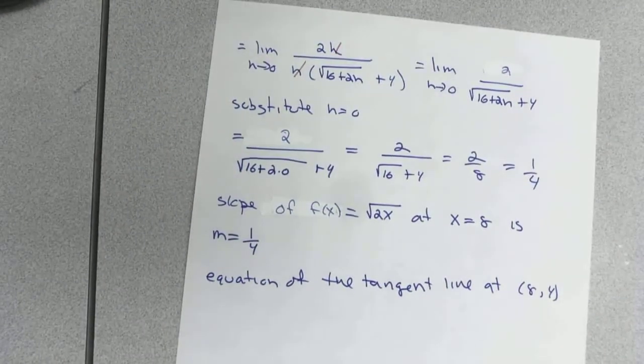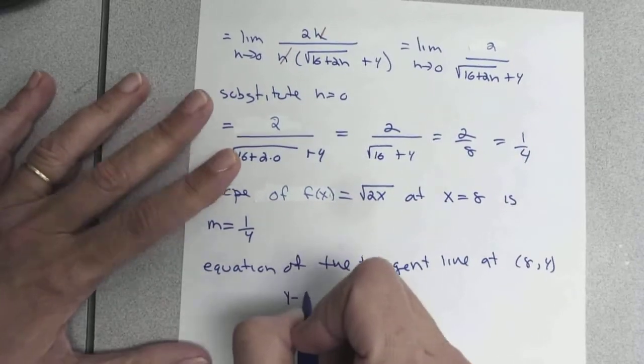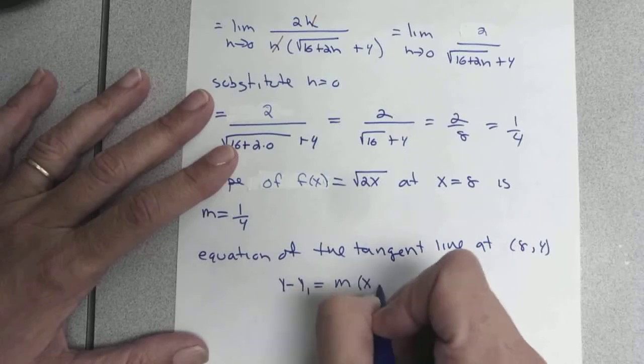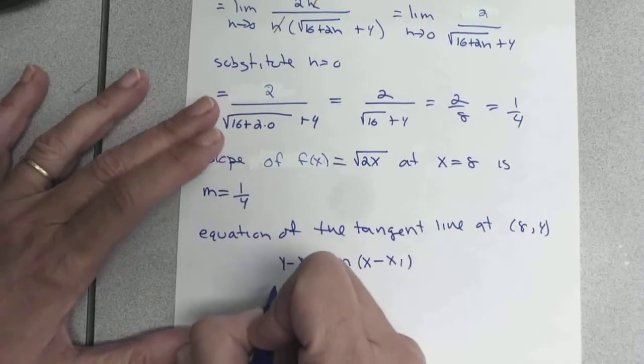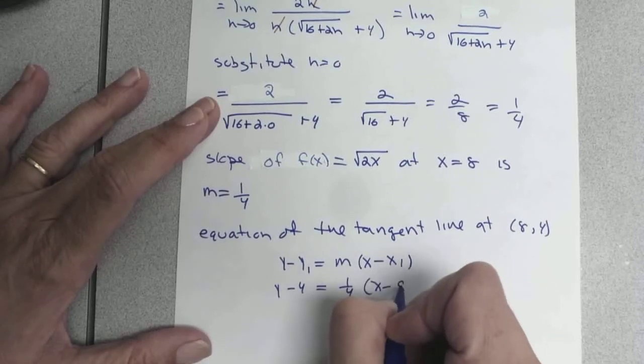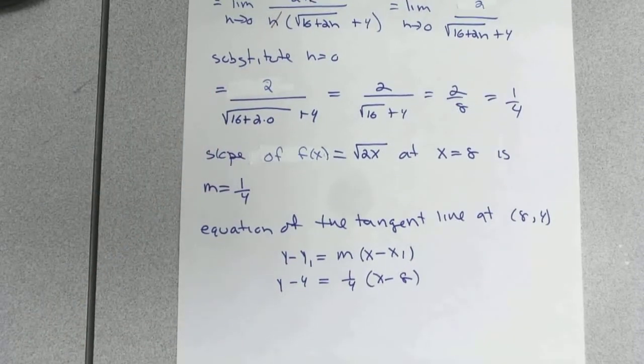Well, that I can pretty much just write down. y minus y1 equals m times x minus x1. And so y minus 4 equals 1/4 times x minus 8. And then like I said before, quiz or test time, if I've just been asked for an equation of the tangent line, that's fine, you're done.